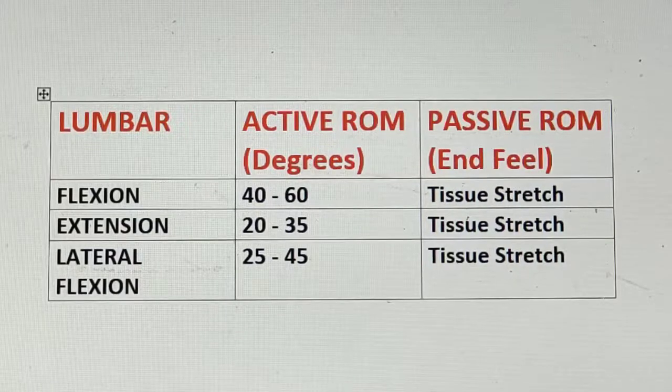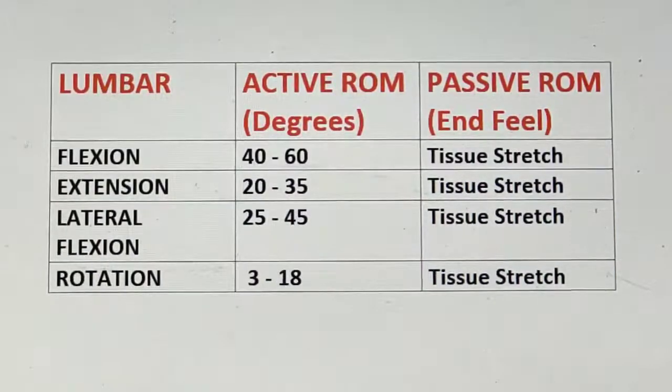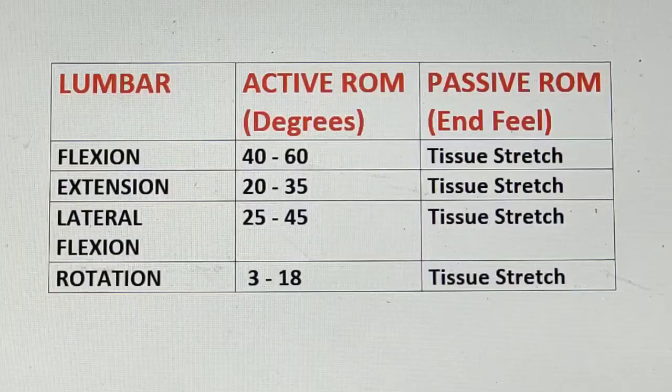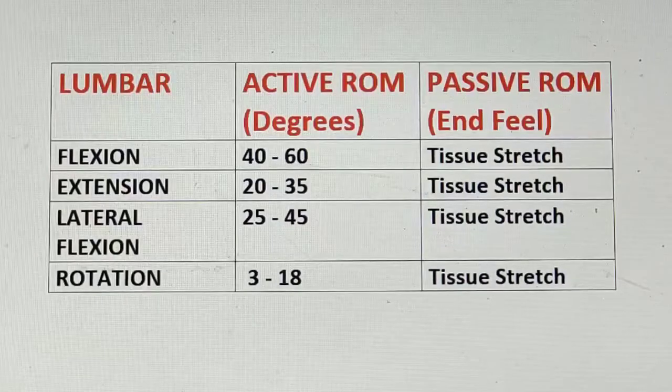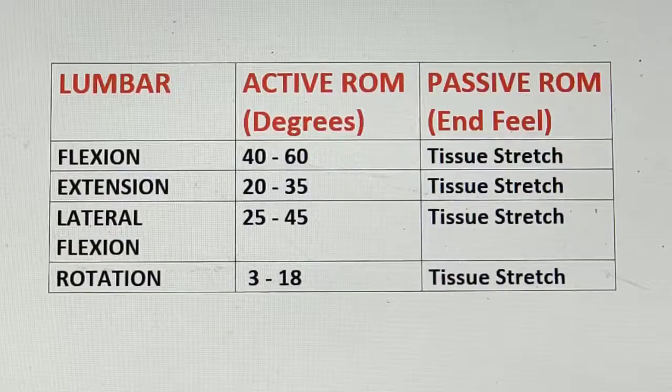These are the values. Okay, so we're just gonna be moving on to the next joints. Sorry, there's another range of motion, which is the rotation range of motion of the lumbar joint. The active range of motion in degrees is 3 degrees to 18 degrees, and the passive range of motion end feel is again tissue stretch. Okay, so these are the normative values of the lumbar joints.